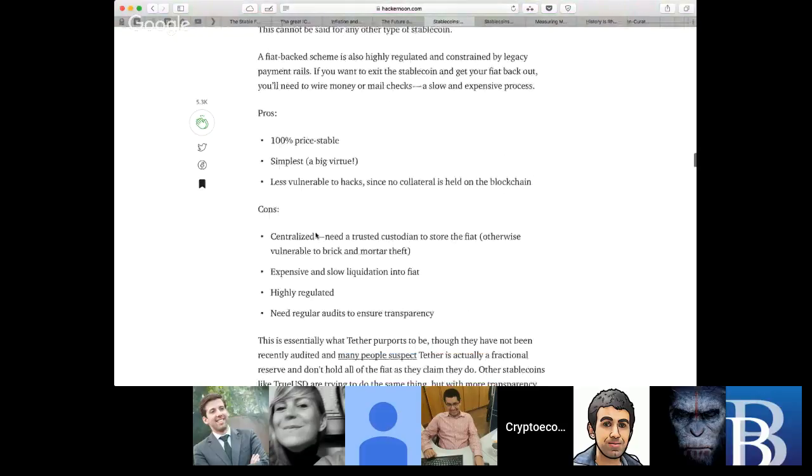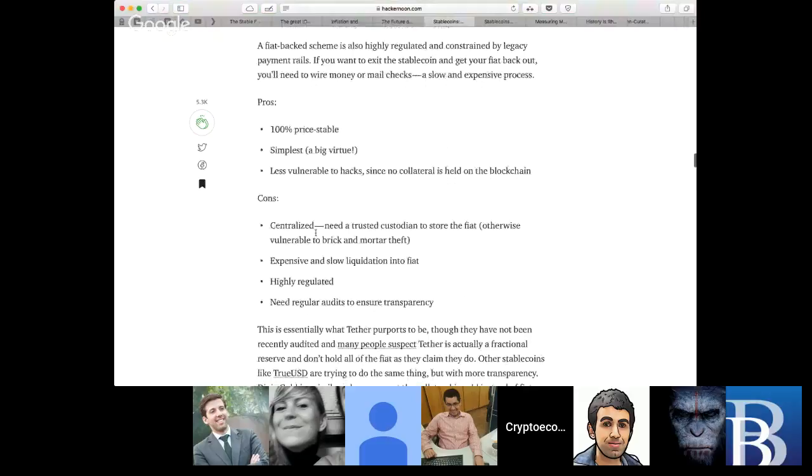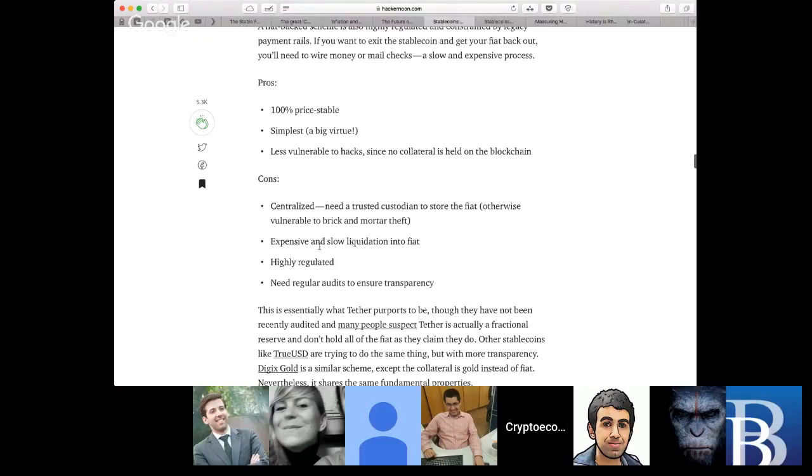But it has some problems. It is extremely centralized because you need to trust the custodian for the fiat currency to have that currency in their bank account and to properly manage that reserve. And it is expensive and slow liquidation into fiat.